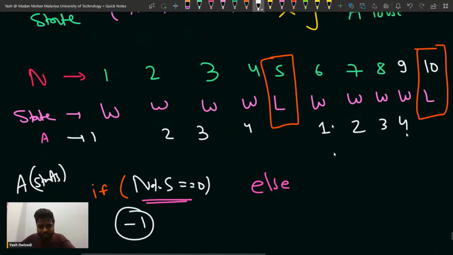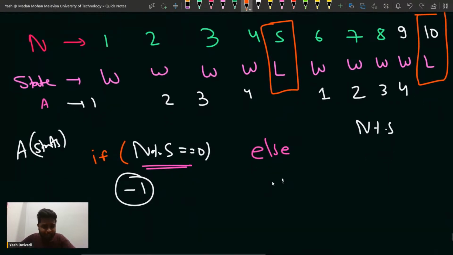So the answer is nothing but n modulo 5, because 6 modulo 5 is 1, 7 modulo 5 is 2, 8 modulo 5 is 3, and 9 modulo 5 is 4. So otherwise, how many does A need to pick? A needs to pick n modulo 5. Is that clear? That is how A will win.